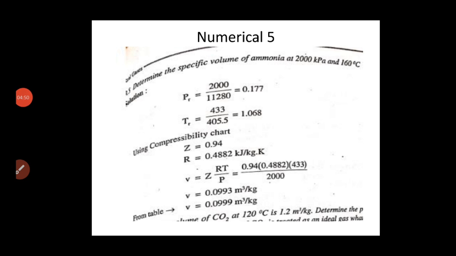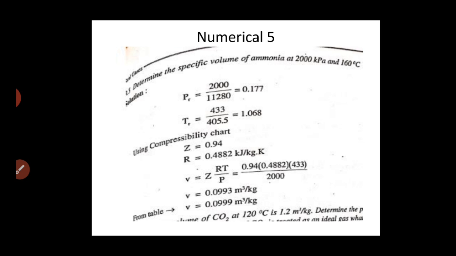So using the compressibility chart, for PR is 0.177 and TR is 1, we get Z equal to 0.94. Now we have to find R. What is R for ammonia? R is nothing but R bar divided by molecular weight. Ammonia is NH3. H is 1, so H3 is 3. Then N is 14. 14 plus 3 is 17.